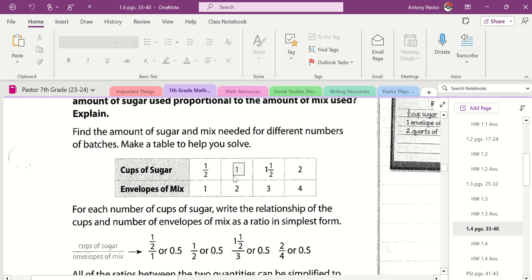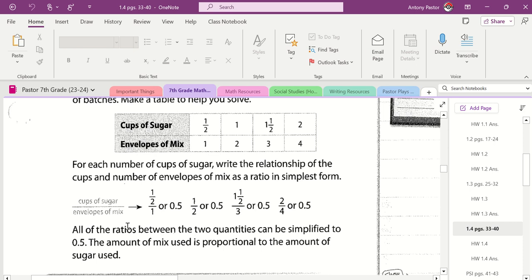Over here, since we are using 2 envelopes of mix, you will double the 1/2, so it's 1. 3 cups, triple 1/2, so it's 1 1/2. 4 envelopes of mix, 2 cups, which is quadruple this. So yes, there is a relationship. Each one of these is going up by 1, while each one of these is going up by 1/2.